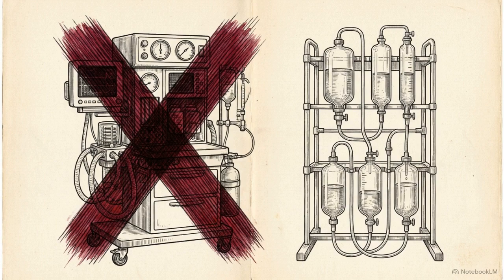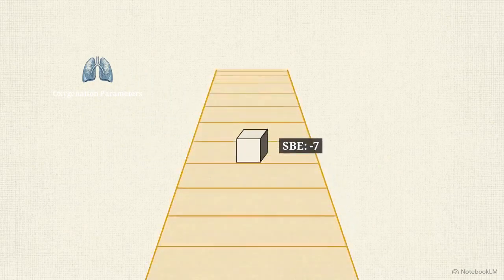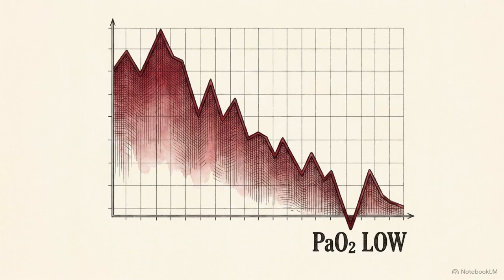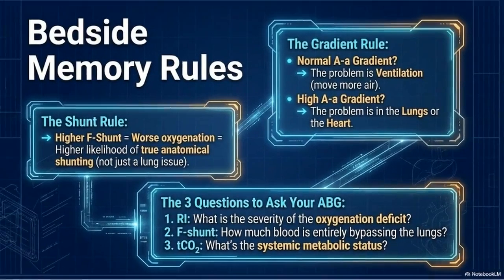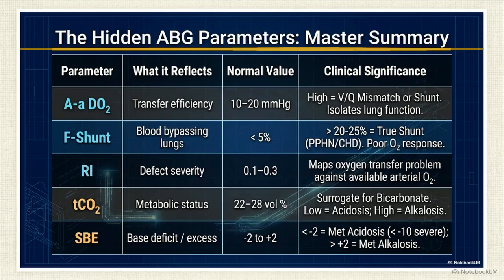Oxygenation parameters measure the lungs, but SBE quantifies exactly how much chemical runway the patient has left before total systemic failure. We have to abandon the dangerous habit of reacting only to a dropping PaO2 alarm. Instead, use this mental model. Ask these 3 specific questions every time an ABG worsens. Follow the gradient rule to isolate the lungs and the shunt rule to diagnose true anatomical bypassing. This suite of hidden parameters provides the mathematical context needed to navigate an ICU crisis.